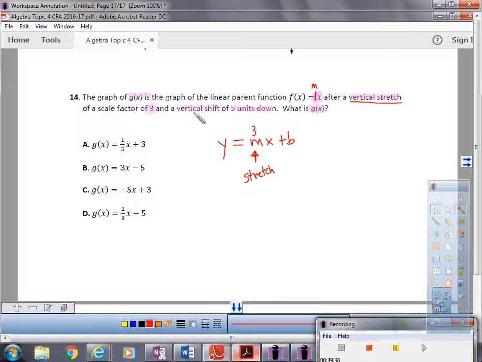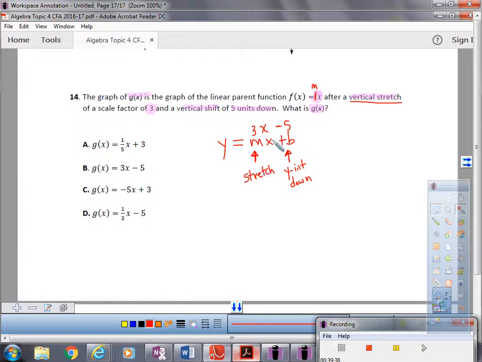Now, they want it to shift down, 5 units down, so that's going to affect your y-intercept. This is your y-intercept, and so this will affect and shift down. They want it to go down. So the y-intercept must go down. That means that instead of plus, you should have a subtraction symbol here, and they tell you by 5. So actually we're looking for an equation that looks like this.